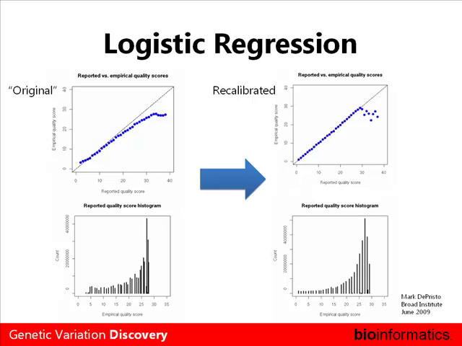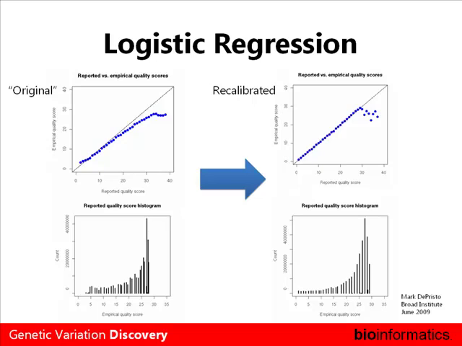But this is far from the original. This is pre-calibrated. This is what we used to use. And Mark DePristo at the Broad Institute has been working a lot lately on a logistic regression model where he basically uses sequence context to make this a lot nicer. It's kind of curious, this little aberration there. But on the whole, you get this beautiful result, you don't get any bias anymore.